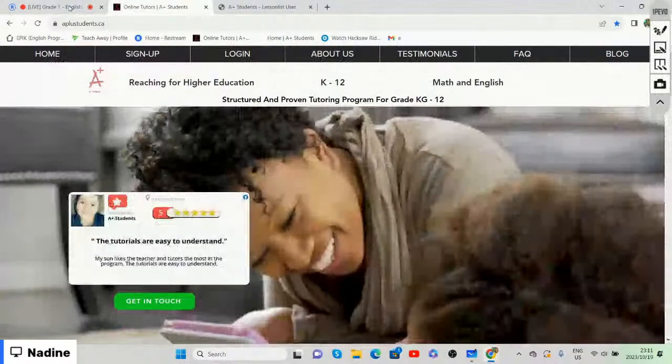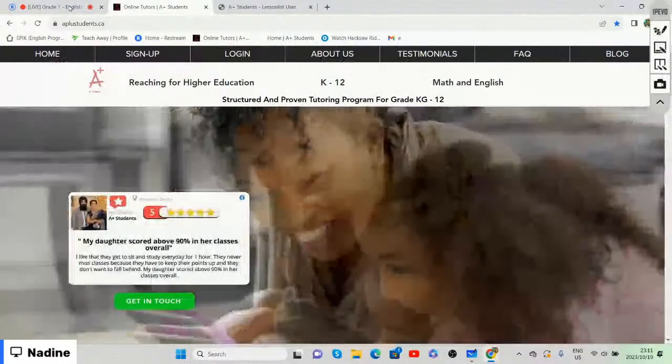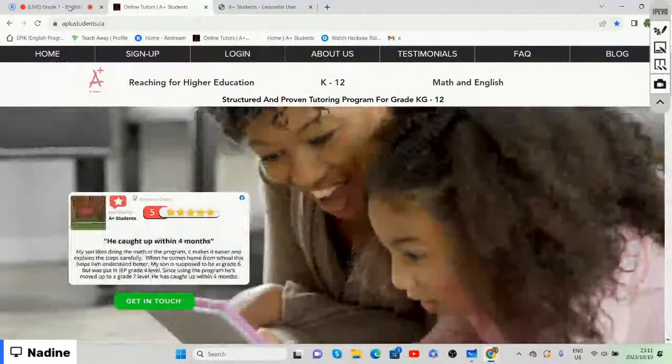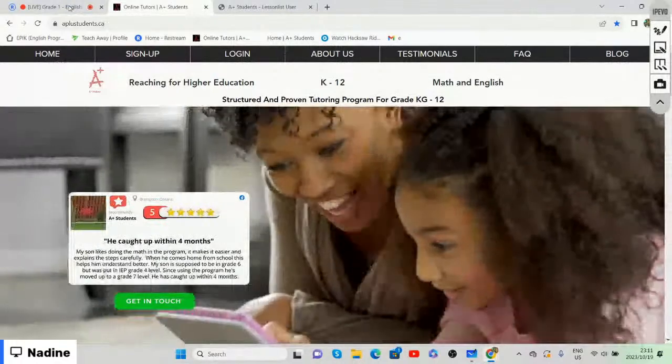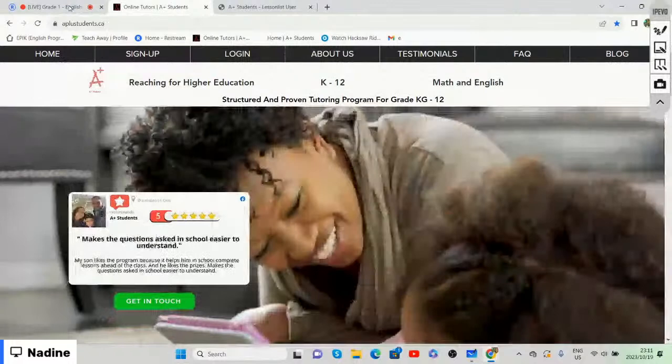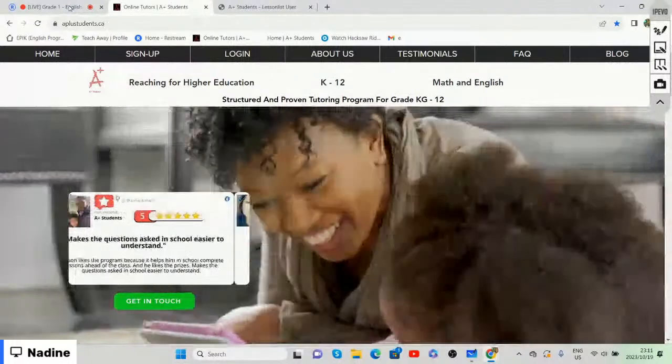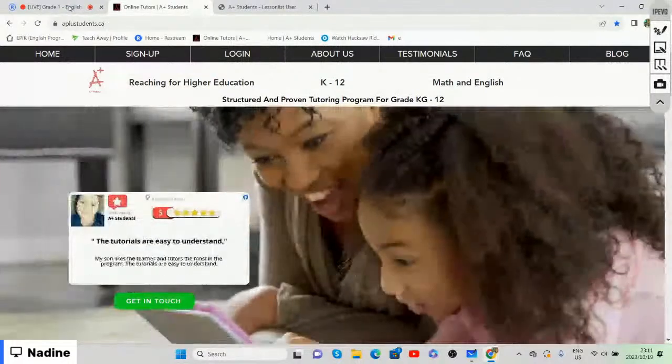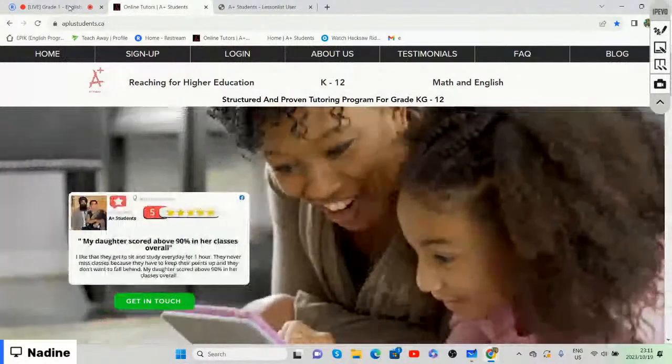All right, so today we'll be doing our grade 1 English lesson on adjectives that compare. So we'll be doing our grade 1 lesson on adjectives that compare.